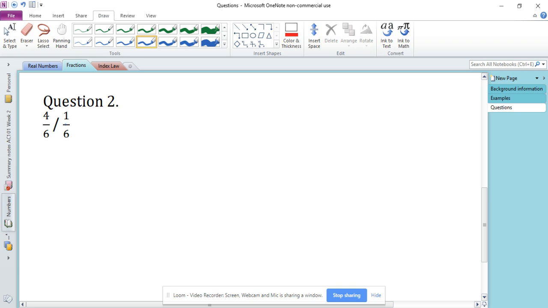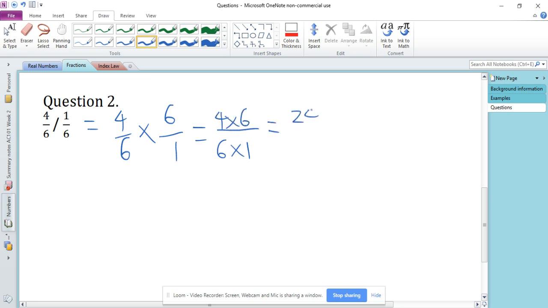The other question, division. What should you do? Copy the first fraction, change the sign from division to multiplication, and then flip top and bottom the other way around. It becomes 6/1 instead of 1/6. Multiplication, bottom times bottom, top times top: 24/6. If you simplify it, that is 4/1. What is 4/1? It's 4.